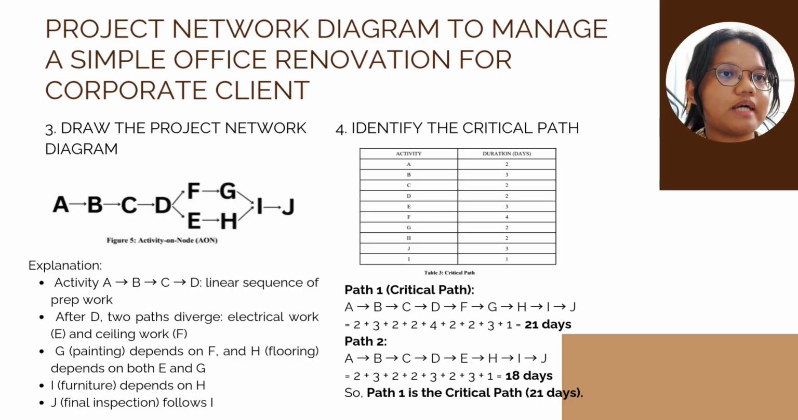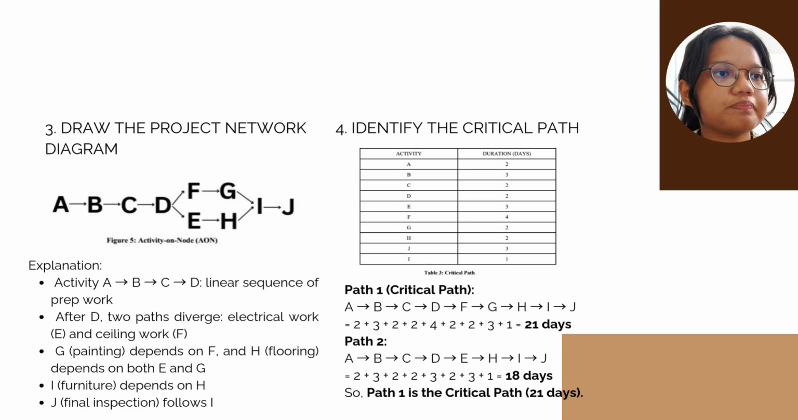And then the fourth step is to identify the critical paths. So path number one is the critical path, which means the project takes a long 21 days to finish.